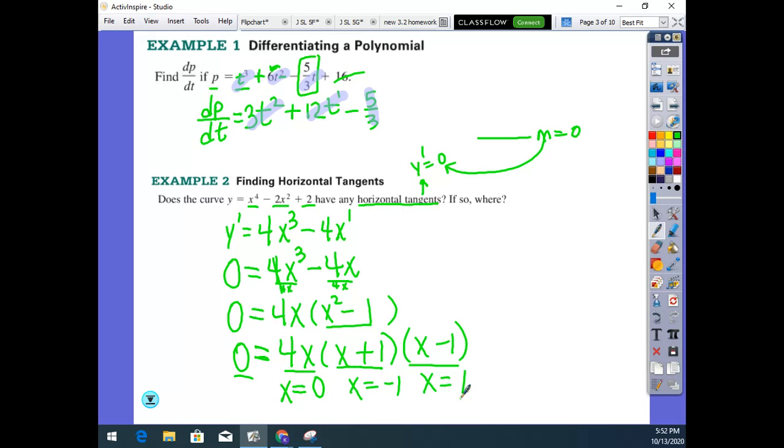So let's think about the graph of x to the fourth. It typically gives us a W shape. This says there are 3 spots that have a horizontal tangent, where my slope is a horizontal line. And that makes sense.